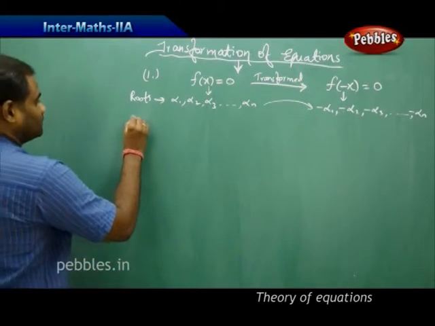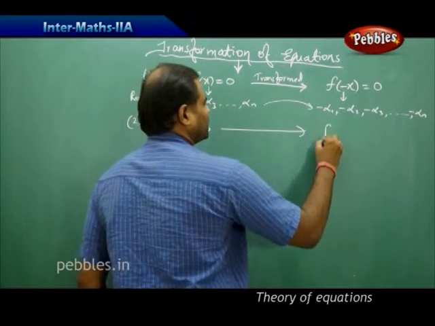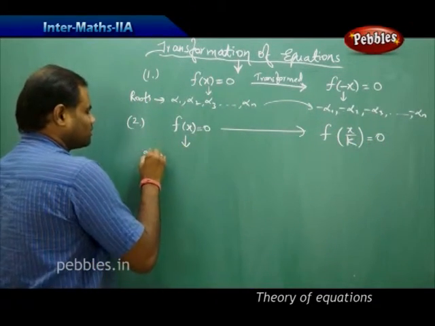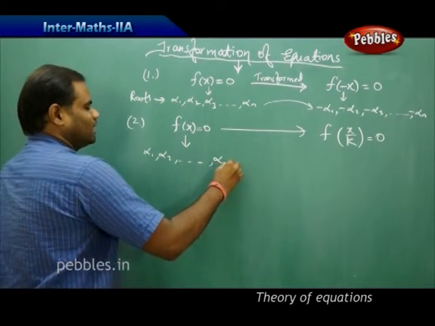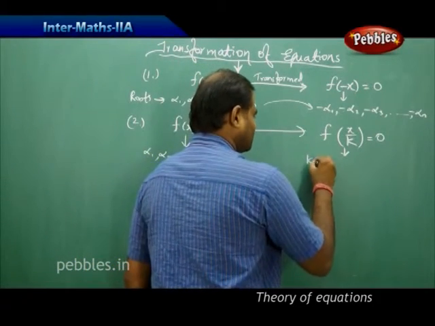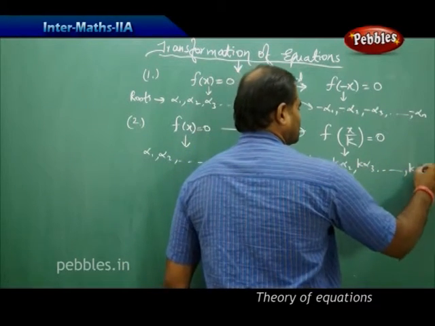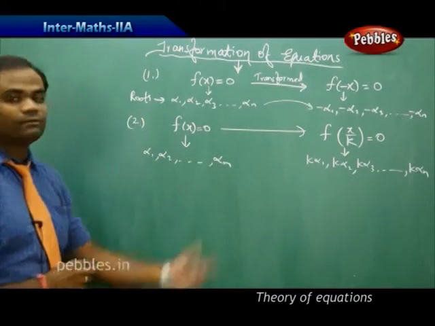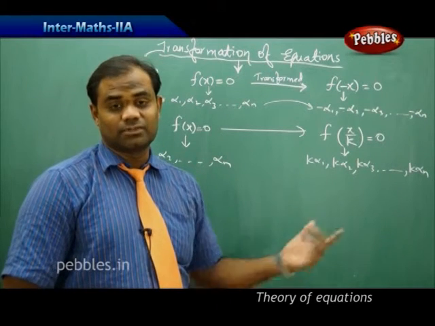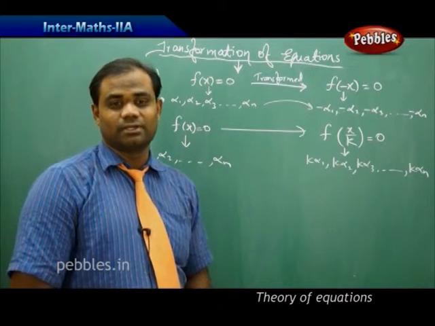Similarly, when I have the function f of x equal to 0, which is transformed to f of x by k equal to 0, then assuming the roots of f of x as alpha 1, alpha 2 till alpha n, the roots of this transformed function will directly be k alpha 1, k alpha 2, k alpha 3, and so forth till k alpha n. This is how we understand the properties of the roots connected with the transformed functions.